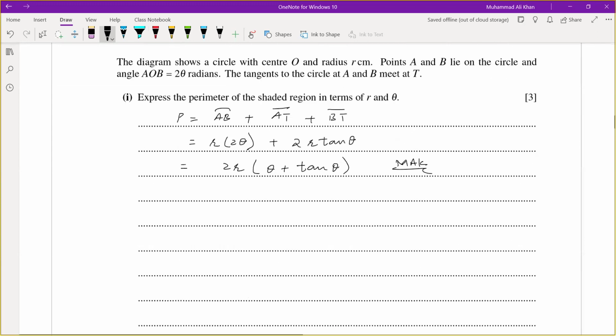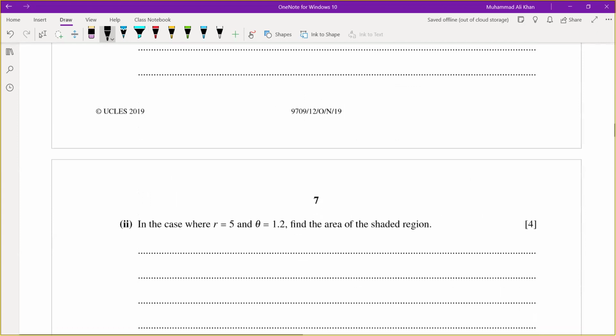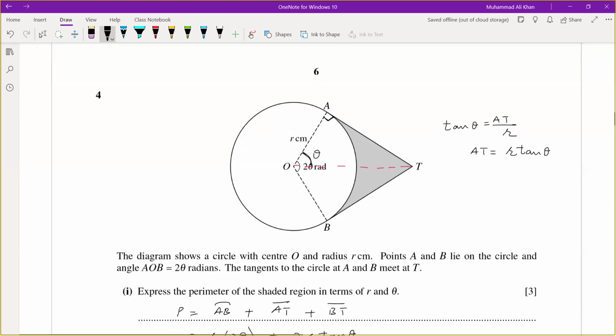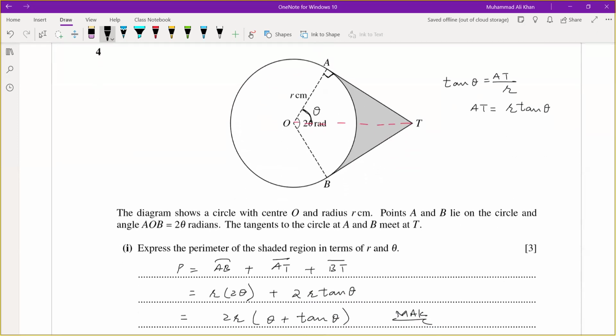And after that, what is next? Area of the shaded region. Now, how to calculate the area of the shaded region? So, in the second part, area of the shaded region will be area of complete quadrilateral OATB minus area of the sector. So first, I'm calculating the area of sector, half r squared theta, and theta is 2 theta. So 2 and 2 cancel out, r squared theta.